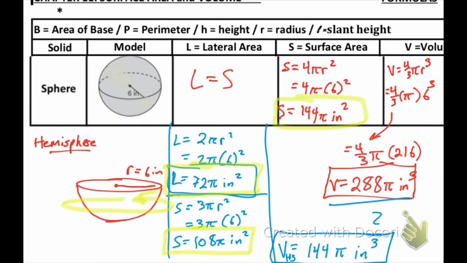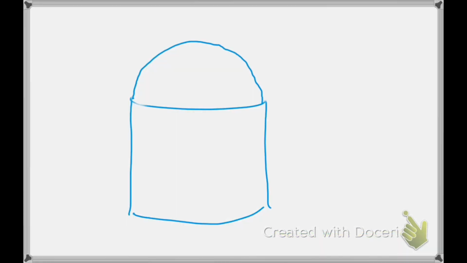So that will be your volume for the hemisphere, which is just half the volume of your original sphere. Now, a few other things I want to go over really quick. Let's look at composite figures. So remember, composite figures are just basically two separate figures stacked on top of each other or added together.